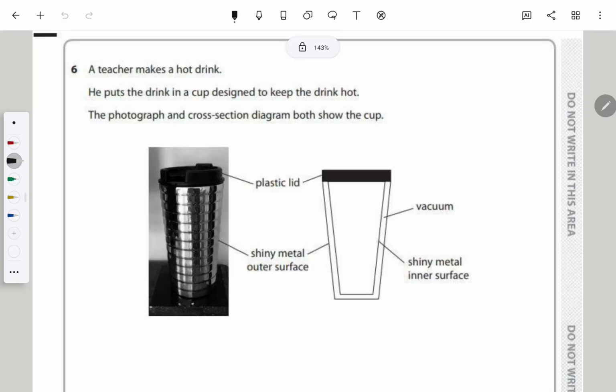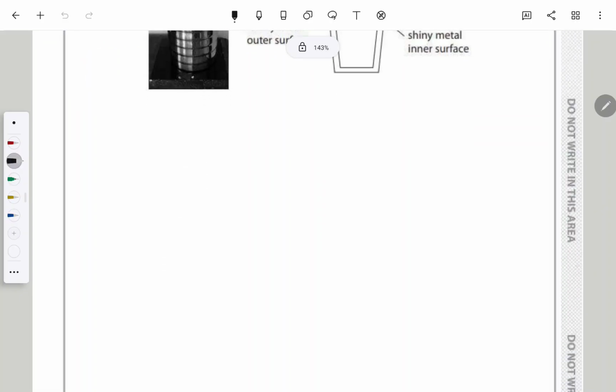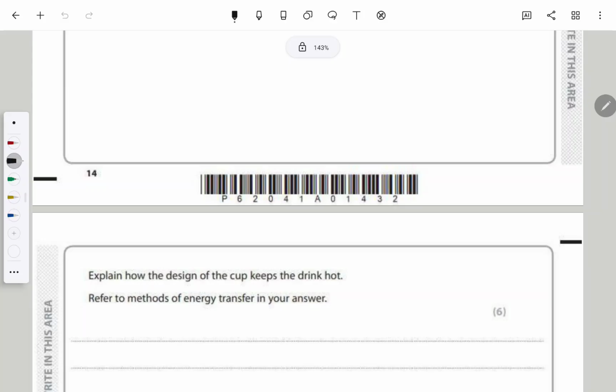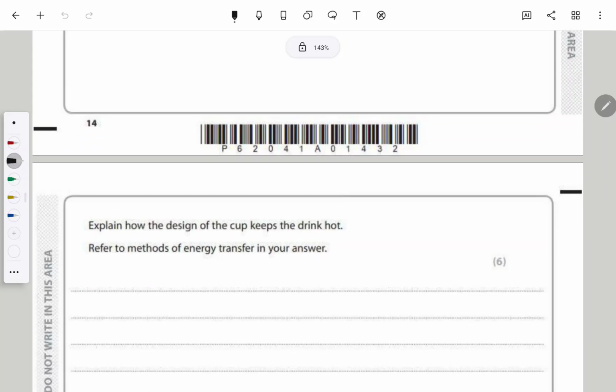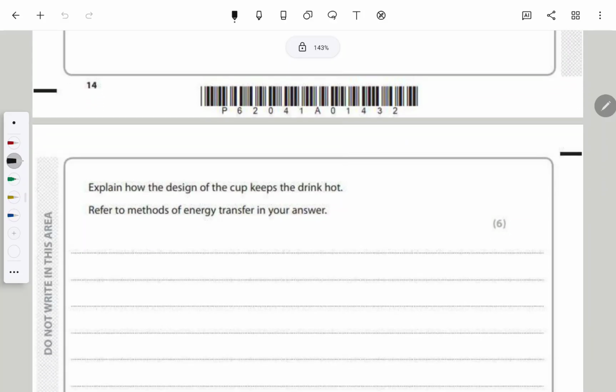What does it have? It has a plastic lid. It has a shiny metal on the outside. It has a vacuum, some air in the middle, and it has a shiny metal on the inner surface. What it asks you in this question is to explain how the design of the cup keeps the drink hot. Refer to methods of energy transfer in your answer.